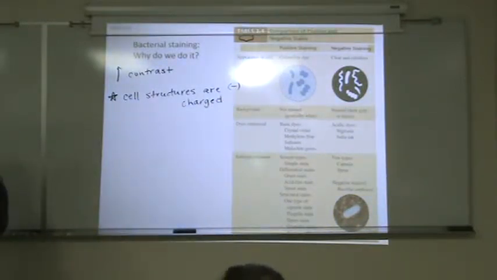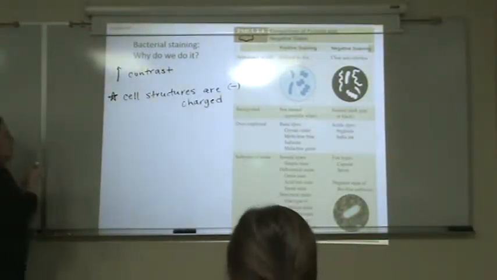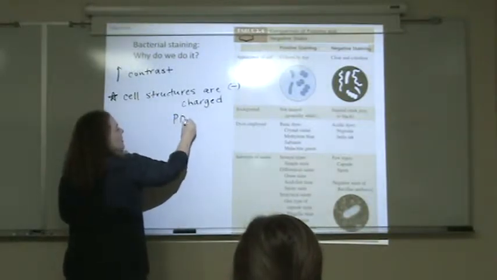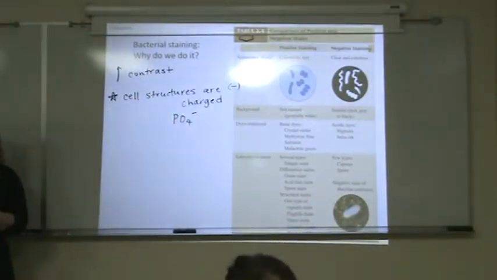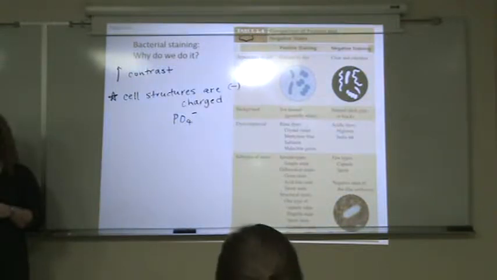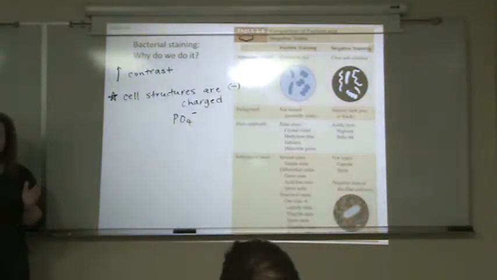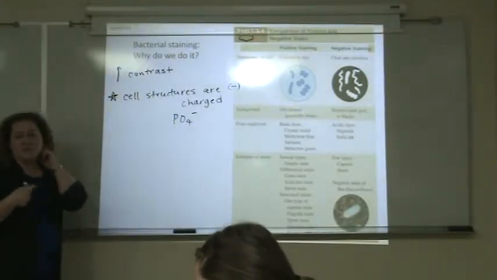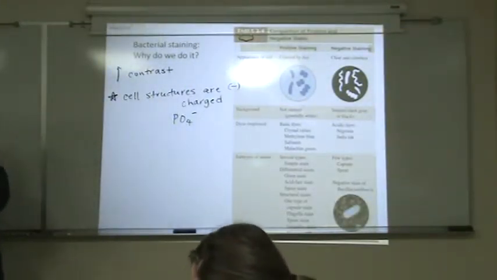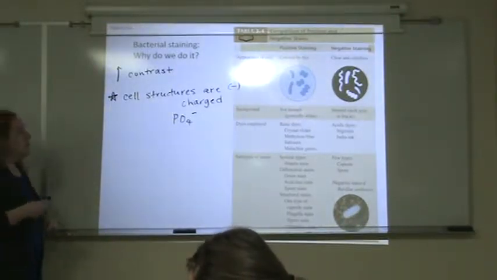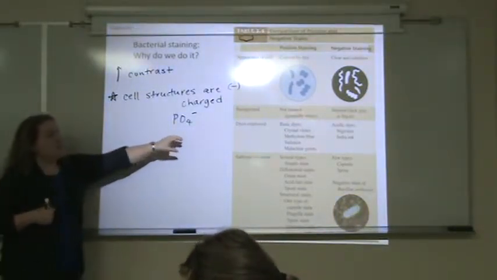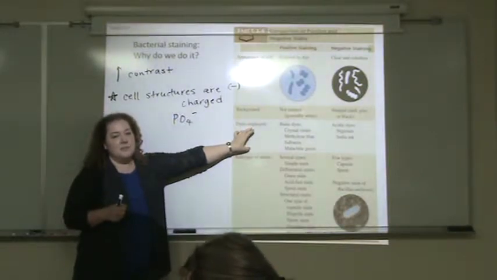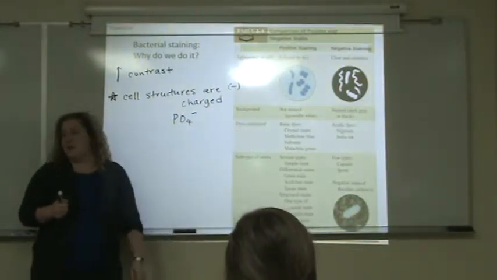It's not that the cells overall have a charge, but the cell macromolecules tend to have negative charge, largely because they have phosphate groups on them. So, in general, big structures like cell walls and DNA, RNA, proteins, overall tend to have a negative charge in solution. So, if you want to make a dye stick to cells, what charge does the dye need to have?